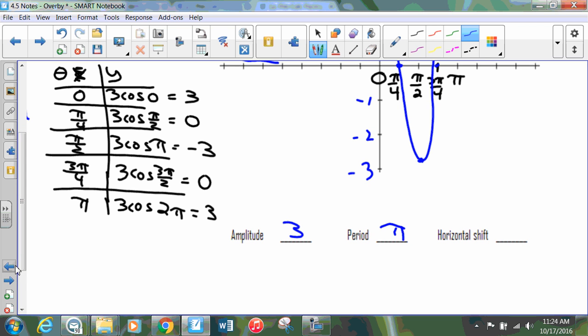There's no horizontal shift. The horizontal shift is whenever we start at somewhere different than 0. Okay. All right, you want me to pause for questions? Oh, not 0. I said 0. None.